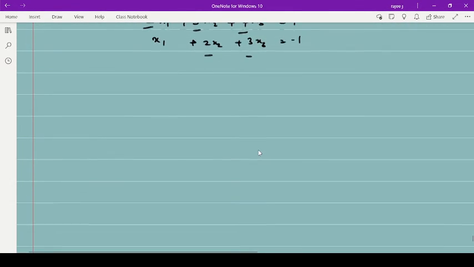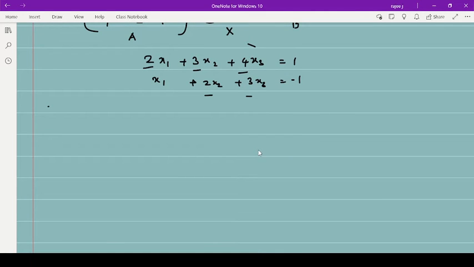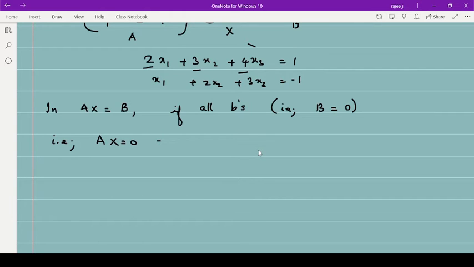When we write Ax equal to b, if all the b's, that means the complete right side, b1, b2, b3, etc. bn, are equal to 0, that is Ax equal to 0, then the system is a homogeneous system of equations.